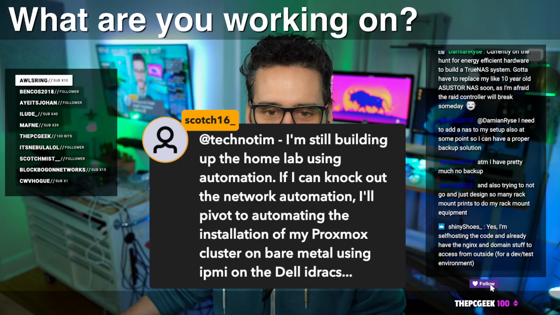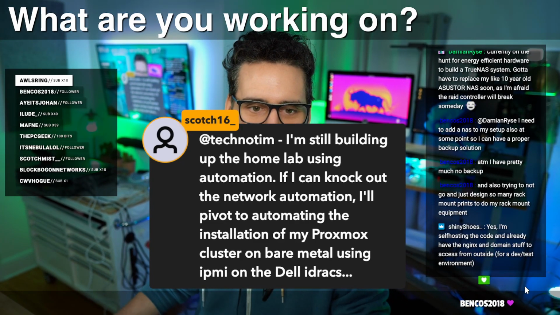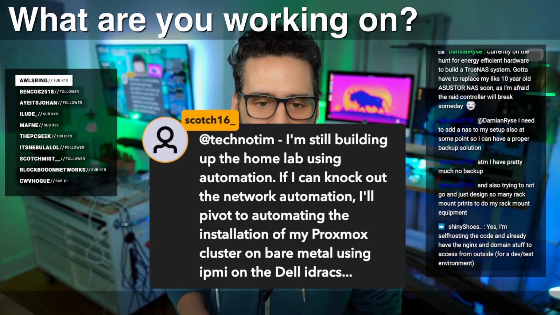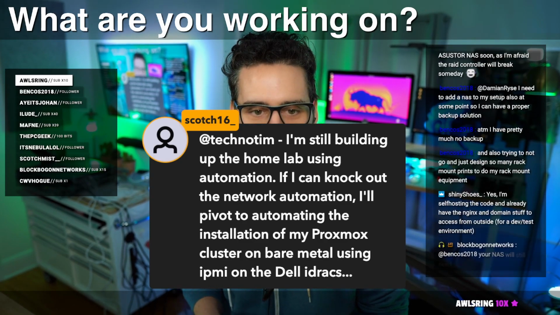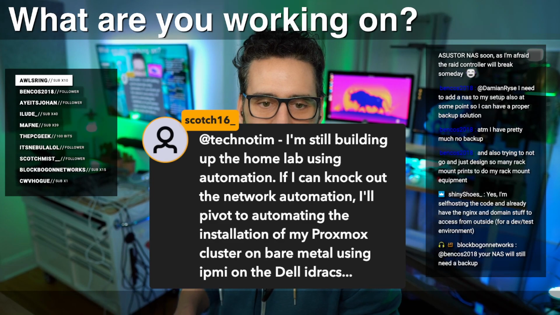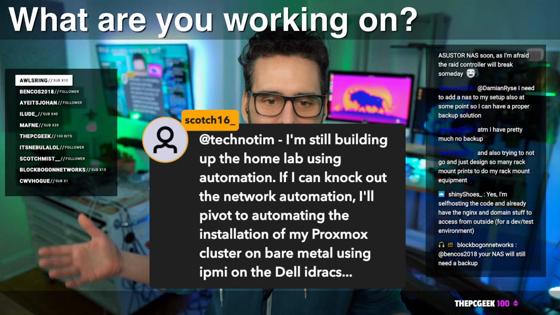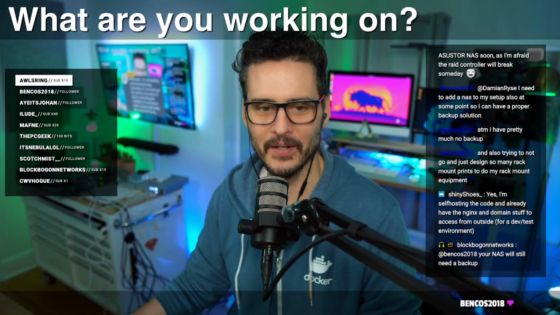Scotch, Techno Tim. I'm still building up the Homelab using automation. If I can knock out the network automation, I'll pivot to automating the installation of my Proxmox cluster on bare metal using IPMI on the Dell iDRAC. Hey, I like it. Yeah, let me know when you get the Proxmox install automation going.